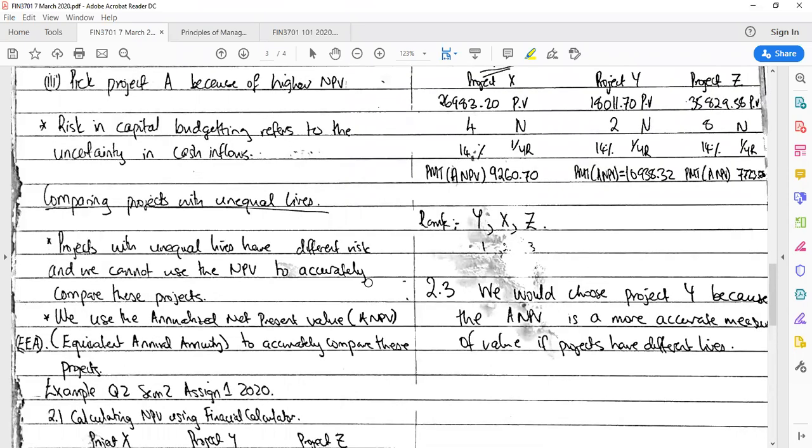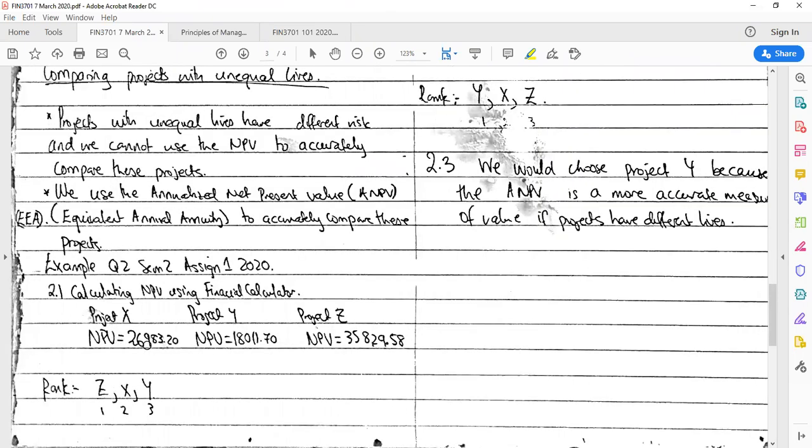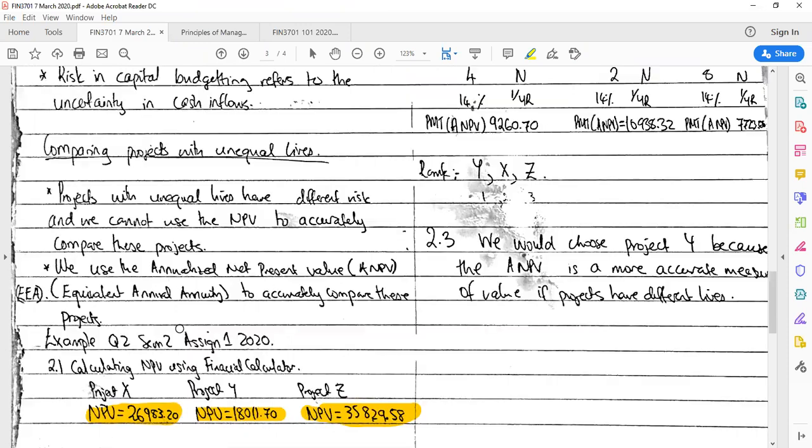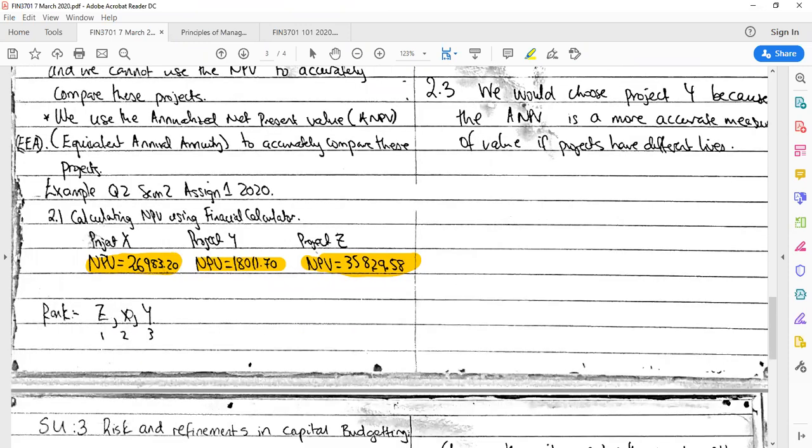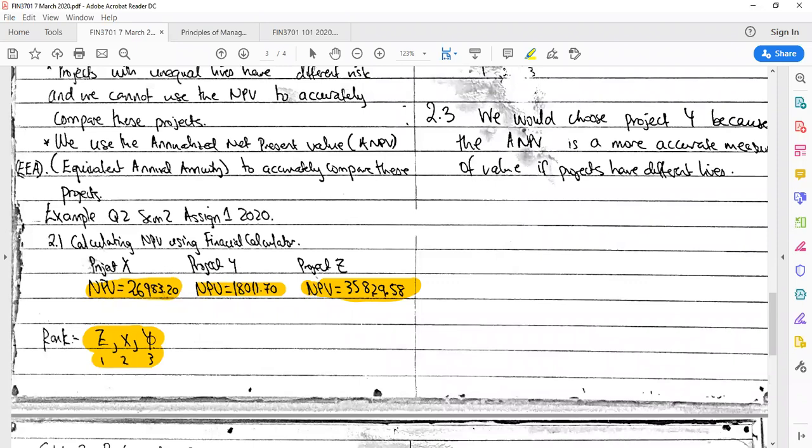So I hope you did the calculation, and I hope you got the following answers: the NPV of X, the NPV of Y, the NPV of Z. By now, you should be able to do these with your calculator. If not, you need to let me know or talk to someone who can help you, maybe one of your colleagues or friends, fellow students, or you should contact me in the next class. And then if we rank these projects, Project Z is the highest NPV, followed by X and followed by Y.